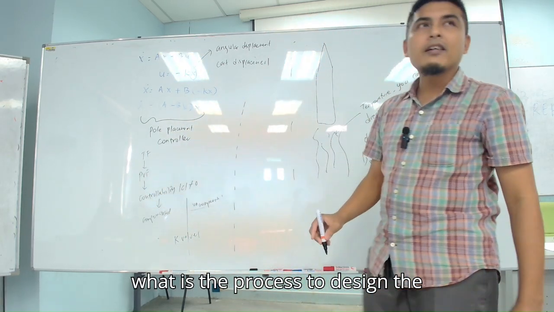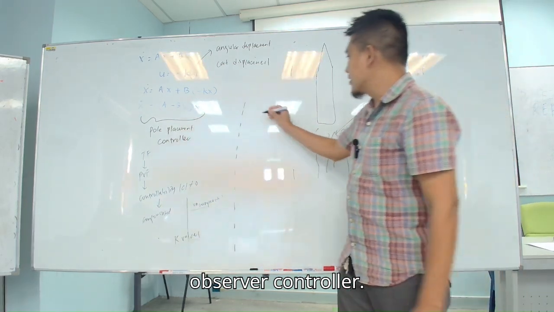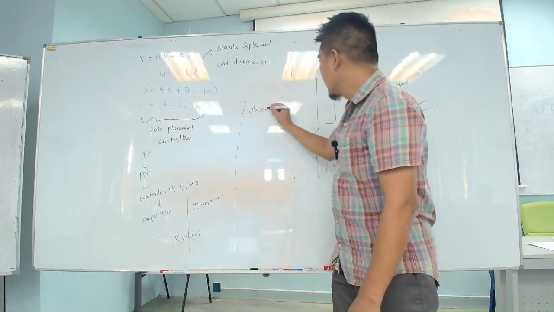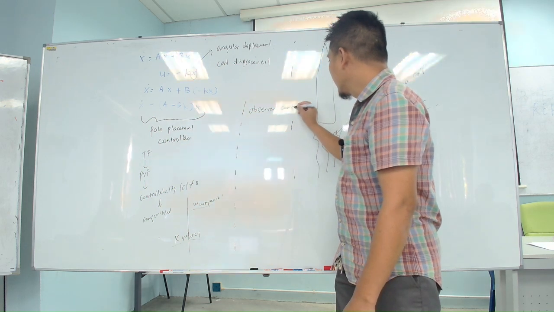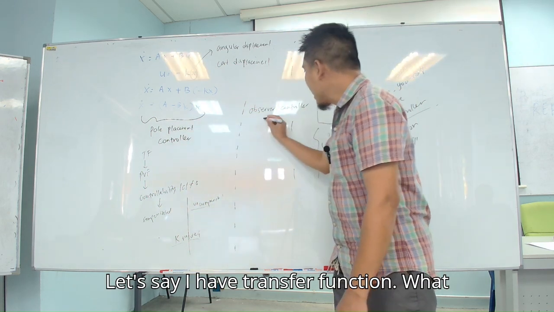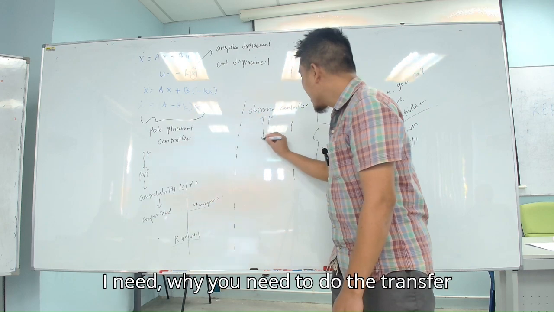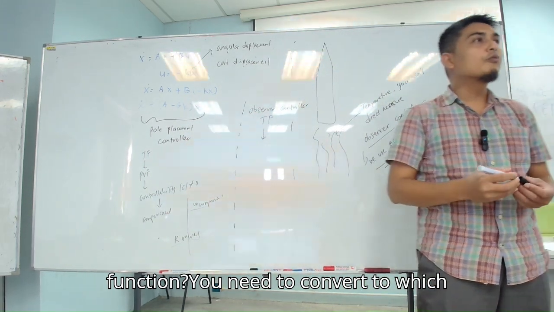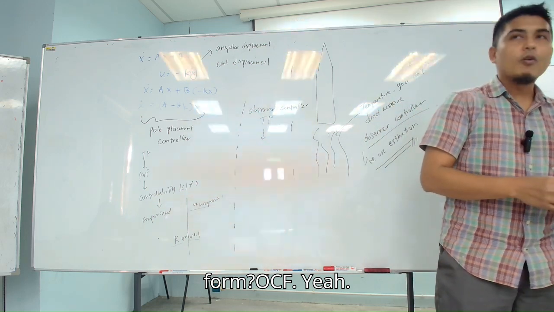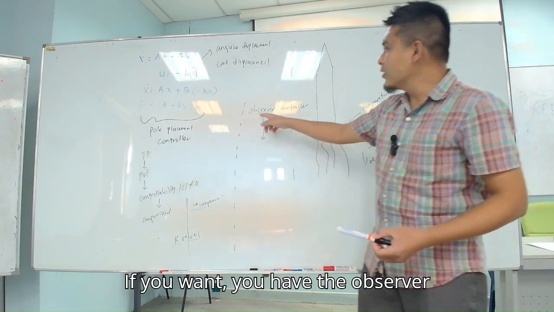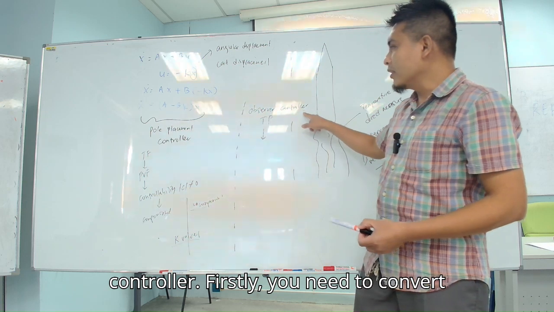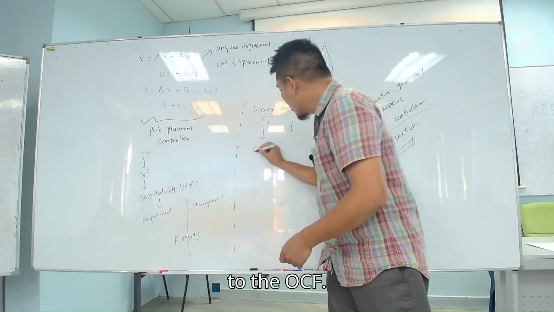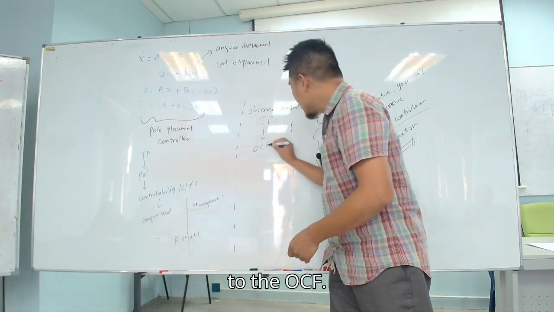Okay, so I want you to guess what is the process to design the observer controller. Let's say I have a transfer function. What do you need to do with the transfer function? You need to convert it to which form? OCF. If you want the observer controller, firstly, you need to convert to OCF.